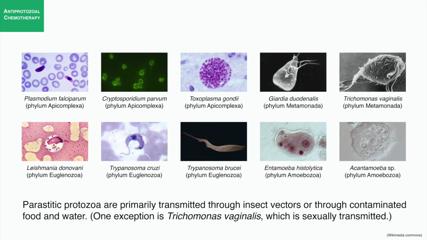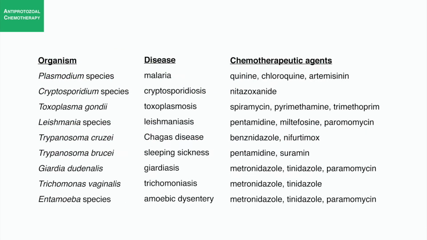Shown here are 10 of the most common protozoan parasites that infect humans. Note the diversity in morphology as well as in taxonomic placement among eukaryotic lineages. Listed here are some of the same protozoan parasites along with the diseases they cause, as well as some of the standard chemotherapeutic agents that are used to treat these diseases.